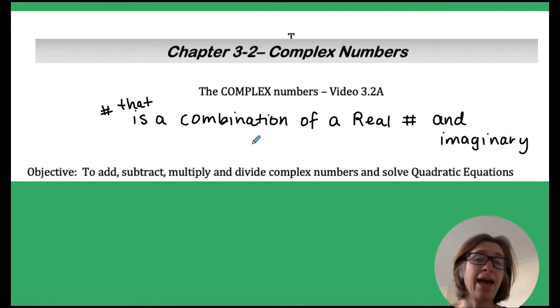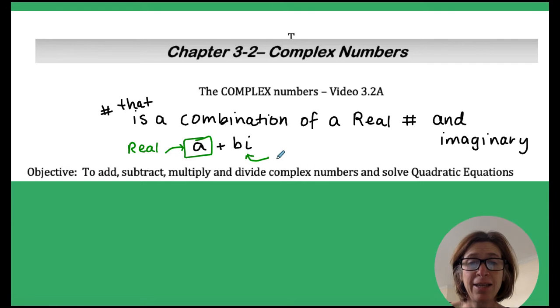So when we're looking at complex numbers, they're going to be in the form a plus bi. We call that standard form of a complex number. The a is the real part, and the bi is the imaginary part.